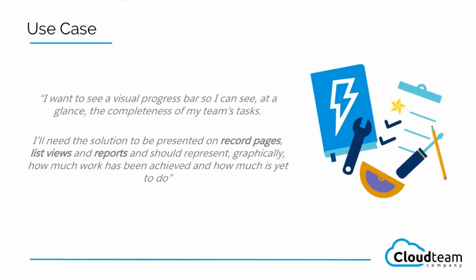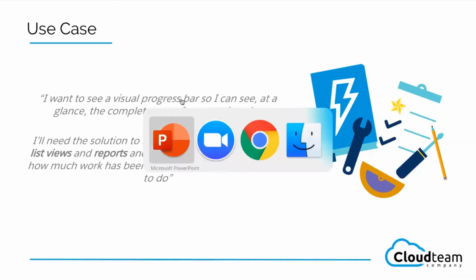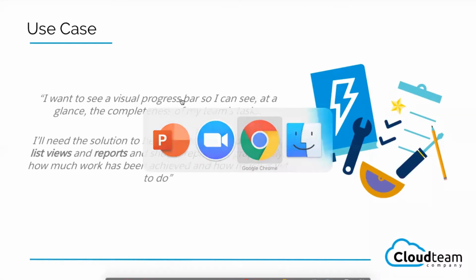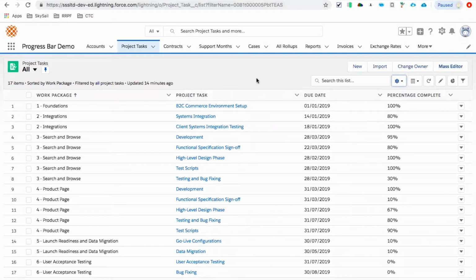Thanks, Iris. Morning, everyone. So thanks for the introduction. And the use case, just to run through, is exactly as Iris said. How can a manager see graphically the completeness of their team members' tasks? So I'm just going to flick across into Salesforce and show you an example of how this might look in the traditional Salesforce list view.